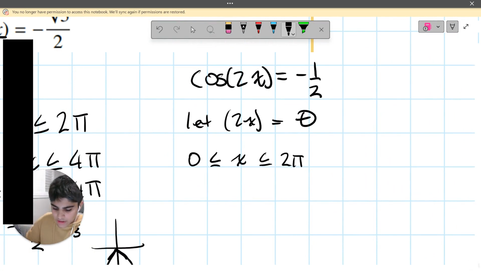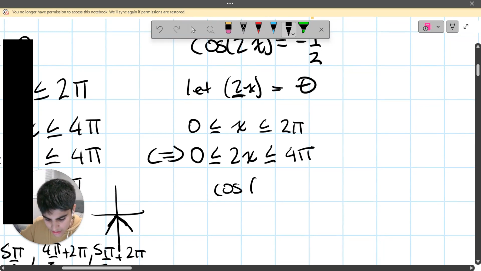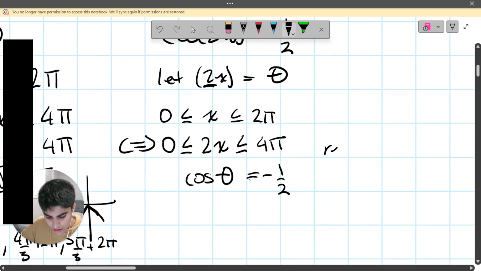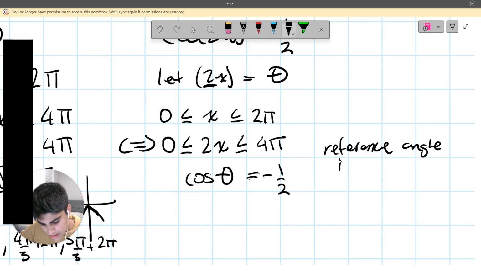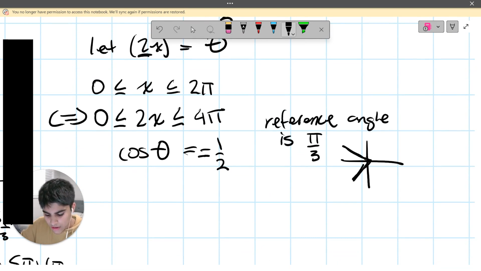We've got a dilation of 2 here, so we're going to apply this dilation to every element here. Again, 0 is less than or equal to 2x, which is less than or equal to 4 pi. Now cos theta equals -1/2. So our reference angle is pi on 3, and cosine pi on 3 is negative in the second and third quadrant.